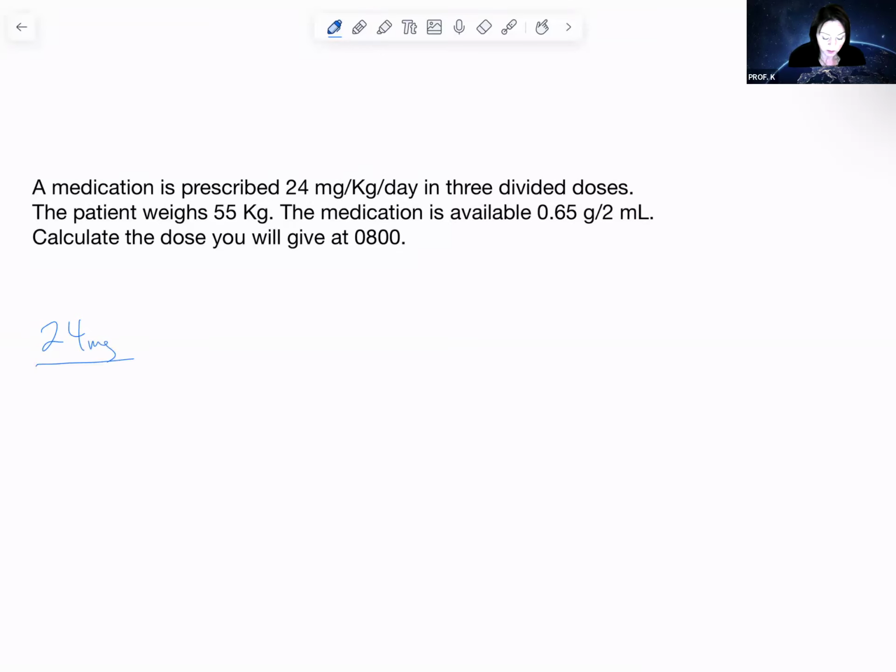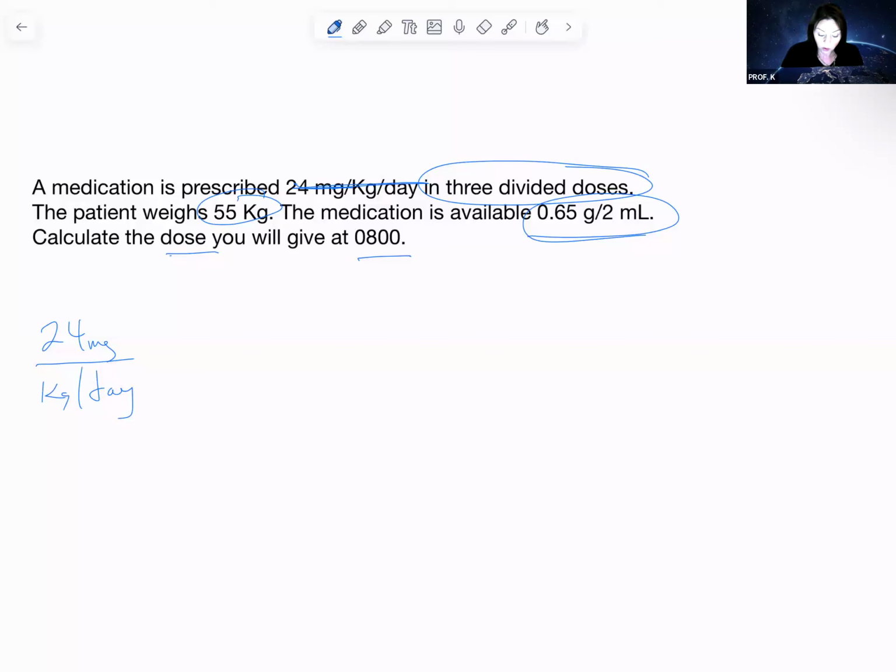24 milligrams per kilogram per day. The question is asking, in 3 divided doses, that's 3 times a day. The patient's weight is 55 kilograms. And pharmacy delivers it in grams because they just want to torture us, which is okay. But we have to calculate the dose you're going to give at 8 a.m.